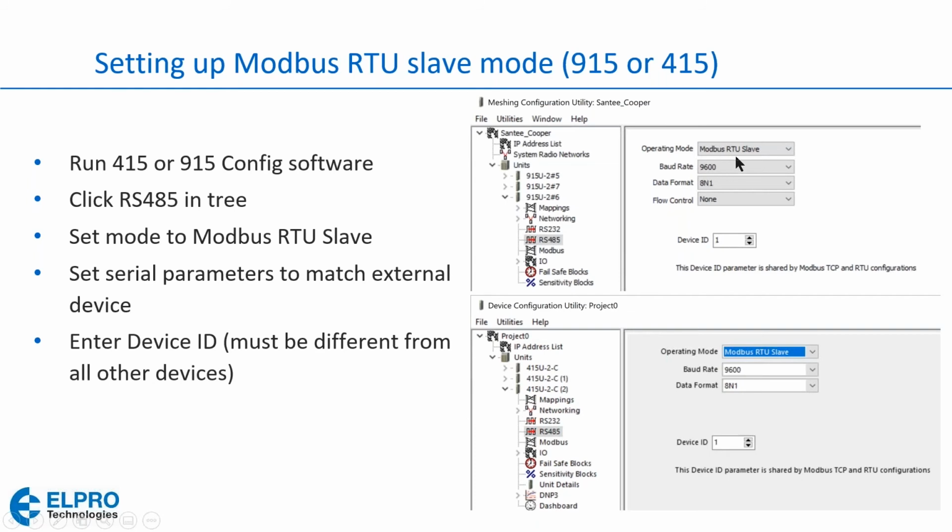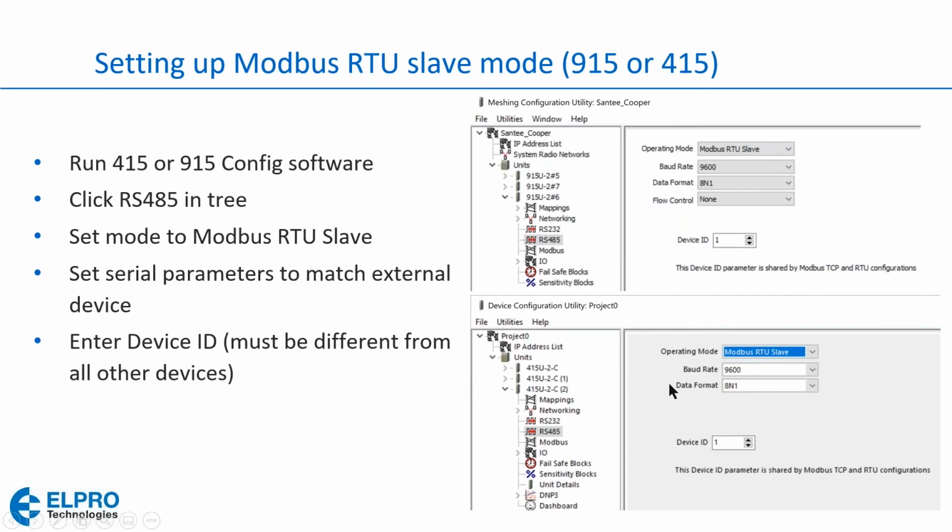Then we go to the operating mode and we set it to Modbus RTU slave. Then we make sure that the baud rate, data format, and flow control match the external device. So the external device would have to be set to 9600 N81. And then lastly, we set the device ID. The device ID has to be different from all devices on the network. So the master and all of the slaves have to have a different device ID.